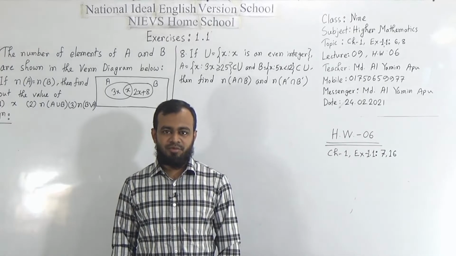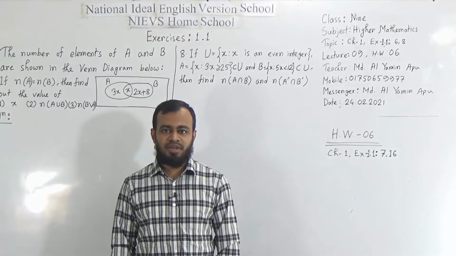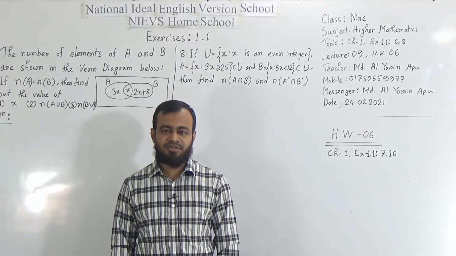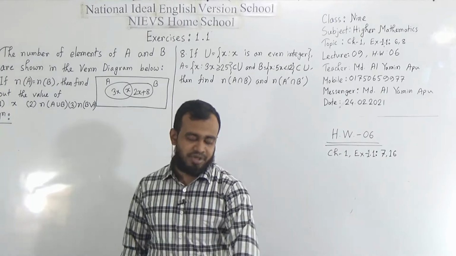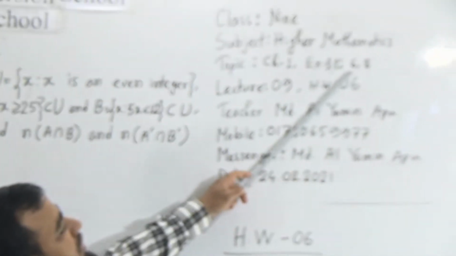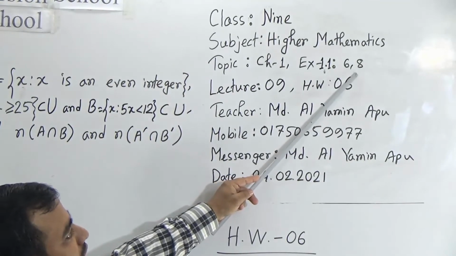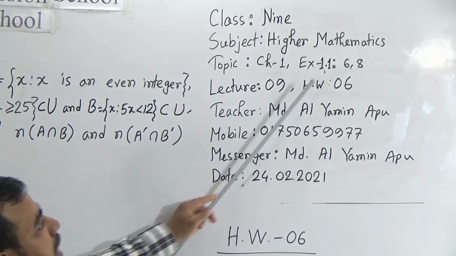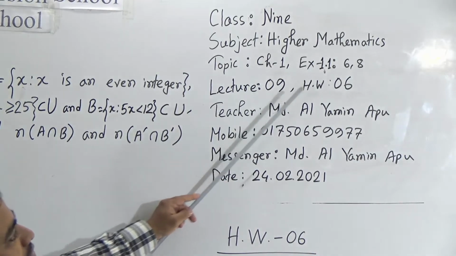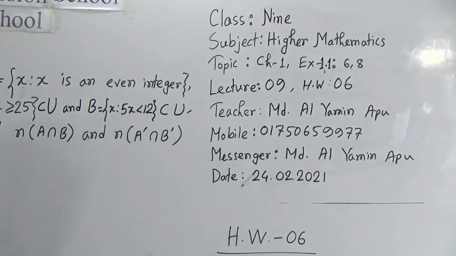I am Muhammad Yamin Apu, an assistant teacher of mathematics, National Ideal English Version School, morning shift. Today I am going to take a higher mathematics class for the students of class 9. Today's topic is chapter 1, exercise 1.1, question number 6 and 8. That means we will solve question number 6 and question number 8 from exercise 1.1. Our lecture number is 9 and today you have a homework, and the homework number is 6. Okay, my dear students, we will solve question number 6 and question number 8 today.